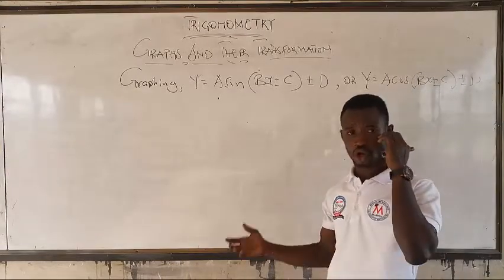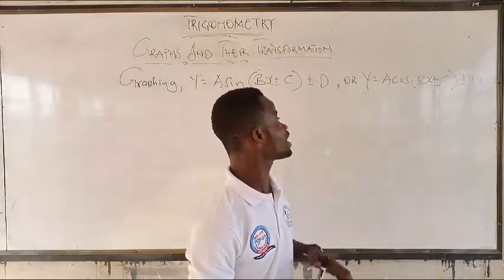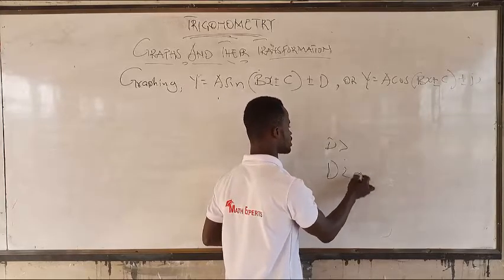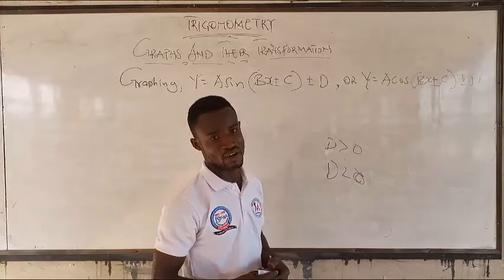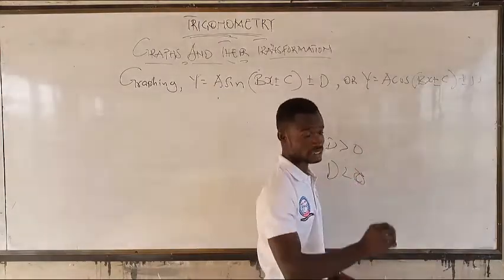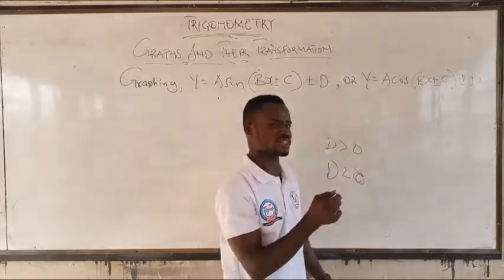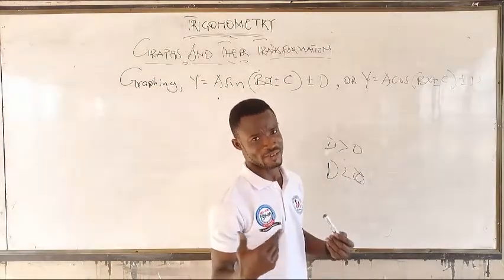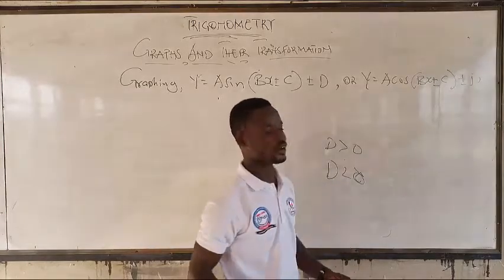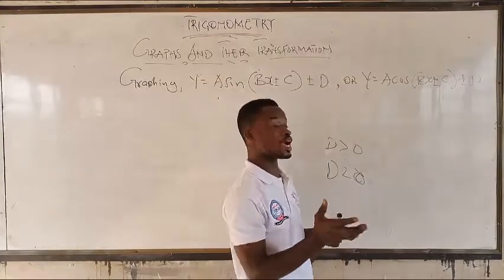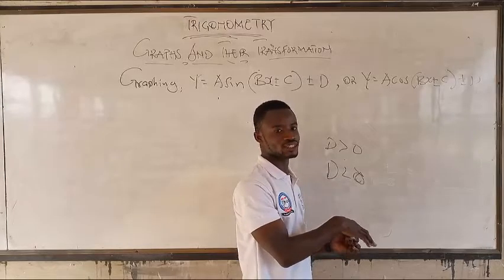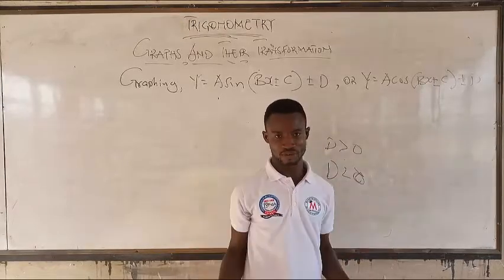Very good. Also, if D is greater than 0, we are going to get an upward shift. You have to take note, okay? Whether I write on the board or not, you have to write it. So if D is greater than 0, we are going to get a vertical, upward shift. And if D is less than 0, we are going to get a downward shift.